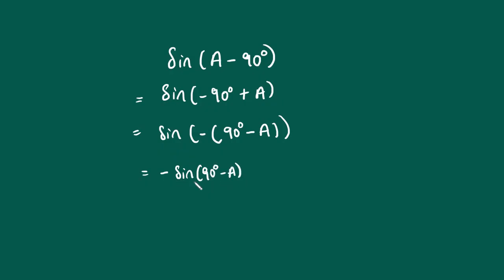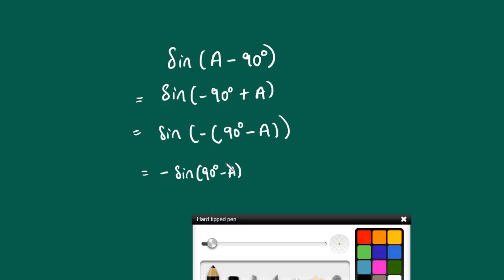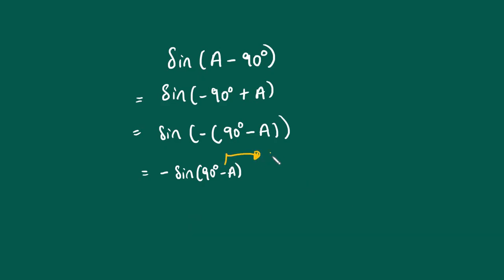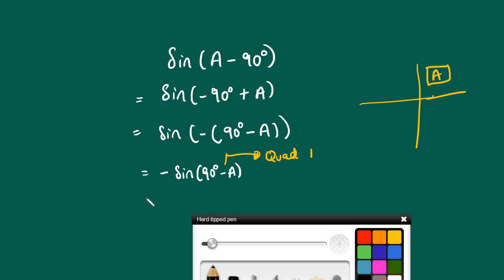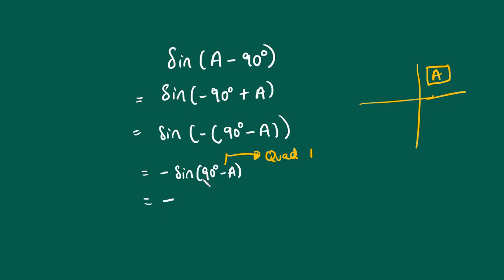Now, good people, which quadrant is 90 minus A? This is quadrant number 1, isn't it? Quadrant number 1, whereby all of them are positive. So it means the negative is gonna go down, right? However, the answer is gonna be positive because all of them are positive in the first quadrant.